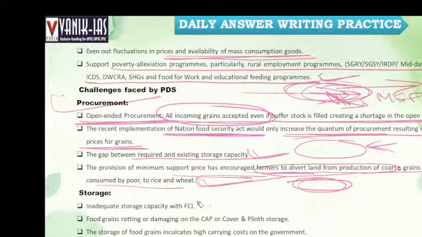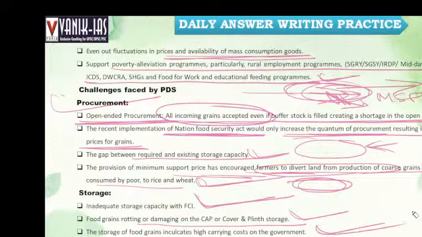Then inadequate storage capacity with the FCI. That is the issue. FCI doesn't have that much storage capacity. Many of the foods are getting wasted. Food grains are rotting and getting damaged in CAP cover and plain storage. That is a loss. The storage of food grains incorporates a high carrying cost for the government, because just by storing a huge amount of rice or grains that leads to wastage, because they do not have infrastructure.